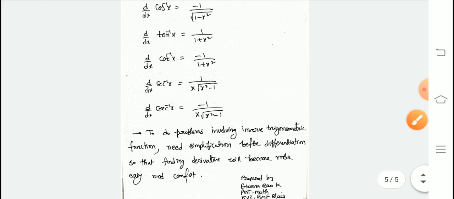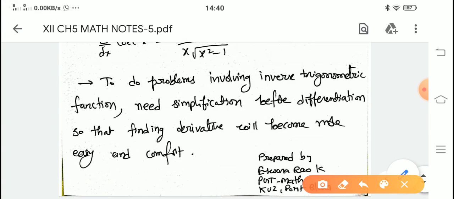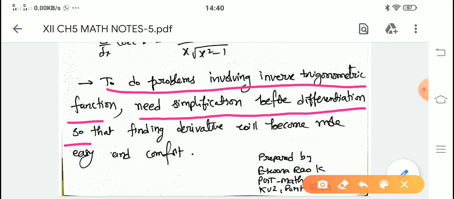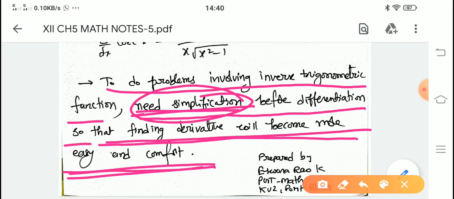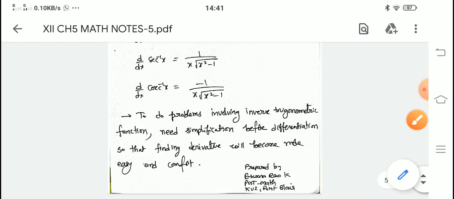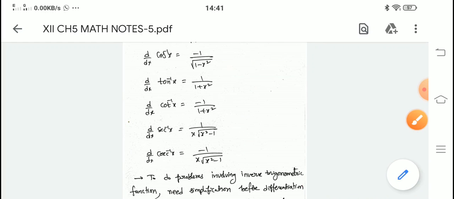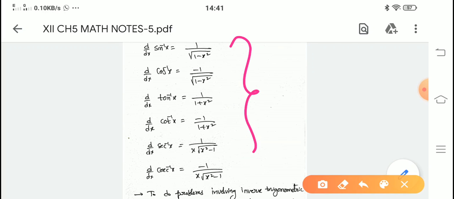To do problems involving inverse trigonometric functions, you need simplifications before differentiation. Simplifications means some formulas we used in the inverse trigonometric chapter. Those formulas will be useful here, so that finding the derivative will become easier and more comfortable. Inverse trigonometric differentiations depend on the simplification. That is very important, so have a short revision before you learn inverse trigonometric differentiations, along with the formulas. You need to remember all these formulas. Only after remembering the formulas do we go for doing the problems.